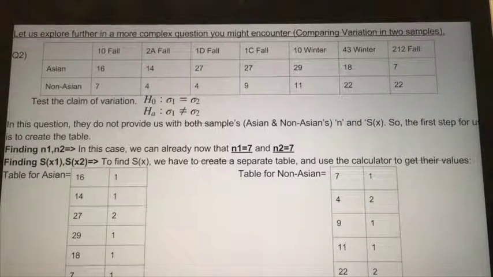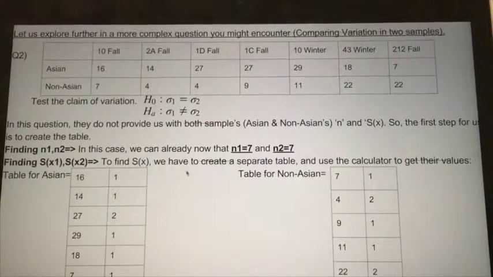Now to find the standard deviation S of Asian and non-Asian, it's trickier because you have to create a separate table and use the calculator to get the standard deviation. So let's start with creating a table for Asian. You have to list every number that is visible in the given table and the number of times that the number occurs. For example, in this case, 16 occurs 1 time, 14 occurs 1 time, 27 occurs 2 times, 29 occurs 1, 18 occurs 1, 7 occurs 1.